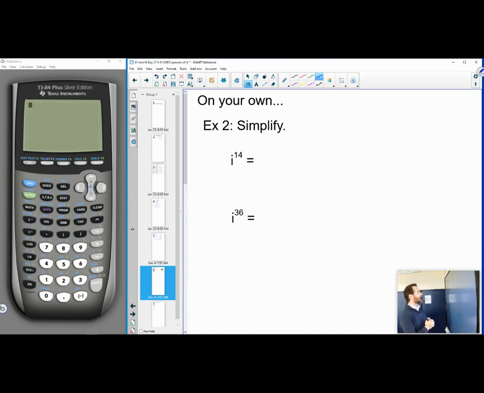Let's roll. So i to the 14th, let's see. 14 is not a multiple of 4. So I would break this up into a multiple of 4, which would be 12. And that leaves 2 powers left. 12 plus 2 gets us to 14. i to the 12th, since that power of 12 is a multiple of 4, it equals 1. Times i squared, that's the most important one we need to know. i squared equals negative 1. So we get negative 1 as our answer.